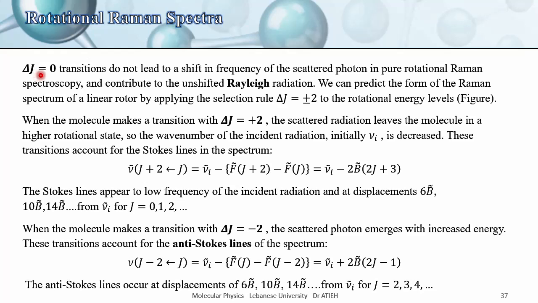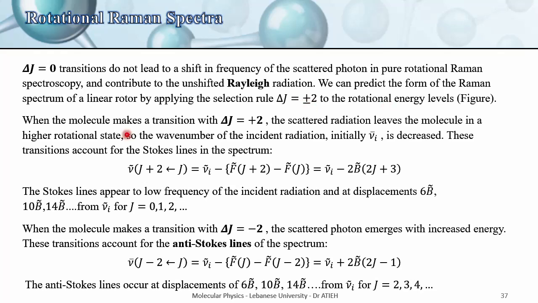First, delta J equals 0 transitions do not lead to a shift in frequency of the scattered photon in pure rotational Raman spectroscopy. So there's no change in frequency. The frequency of the scattered photon is the same as the frequency of the incident photon, and this contributes to the Rayleigh radiation, which is a line in the middle. We will see it in the upcoming slides. We can predict the form of the Raman spectrum of a linear rotor by applying the selection rule delta J equals plus or minus 2 to the rotational energy levels.